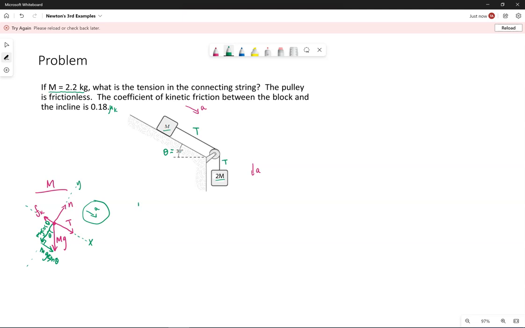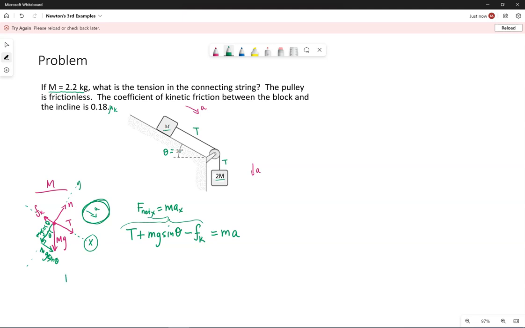So when we write out Newton's second law, the net force in the x direction on this block. In this x direction, I have tension pointing down the incline. I have this component of gravity pointing down the incline. And then I have the force of kinetic friction pointing up the incline. So all of these three forces together represent the net force. So that needs to equal the mass of this block times this acceleration a that I say that it is going to have.